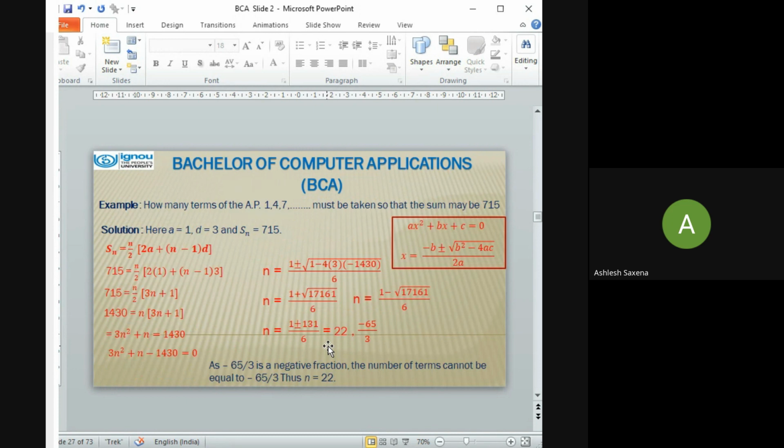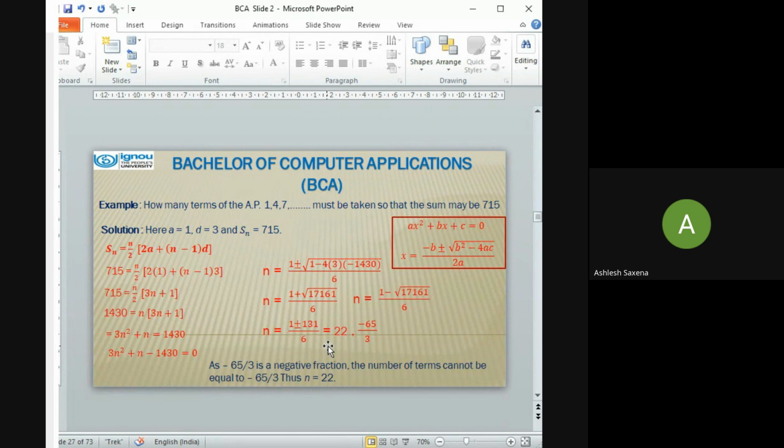Now see, how many terms of the AP 1, 4, 7, ... must be taken so that the sum may be 715? Straight away go to the problem. It is a case of AP. So first of all, you have to find the first term, we have to find the common difference, and then we have to see what else is given to us in the problem. Here in this problem, we have the series and the sum.